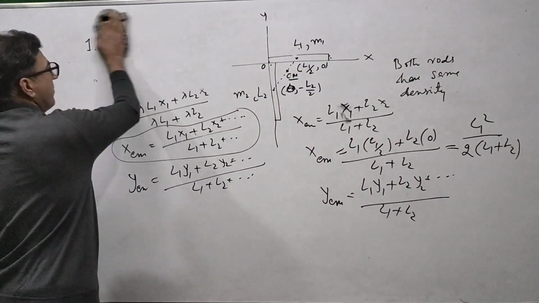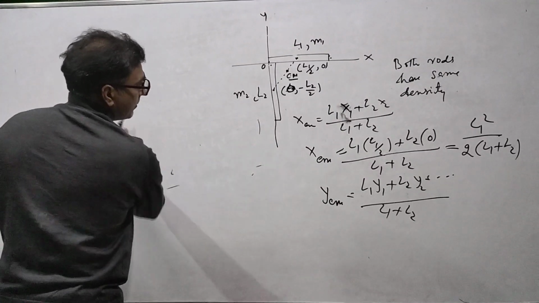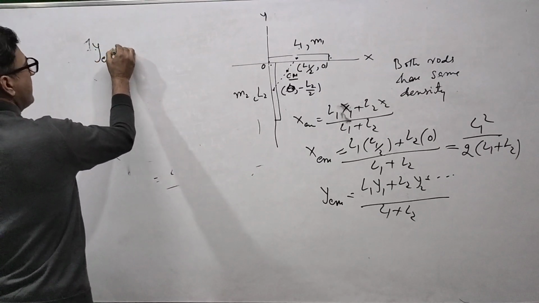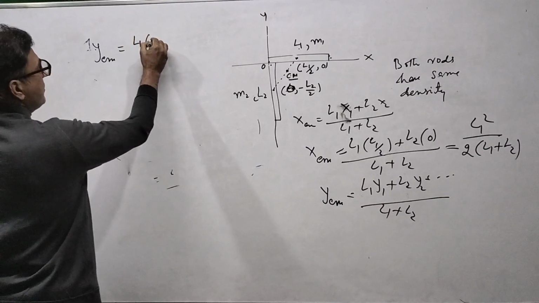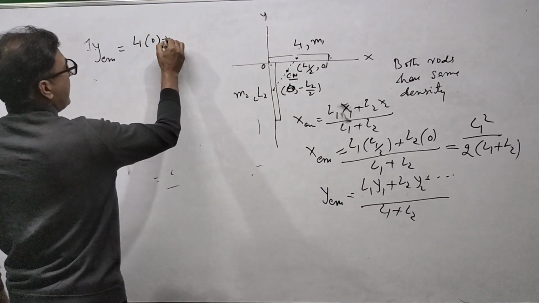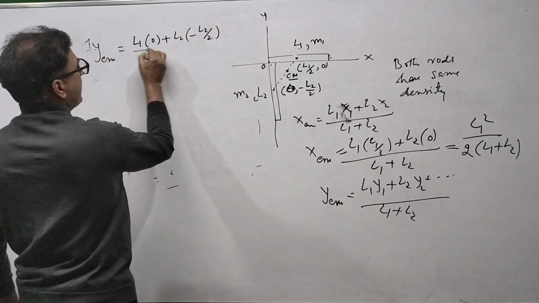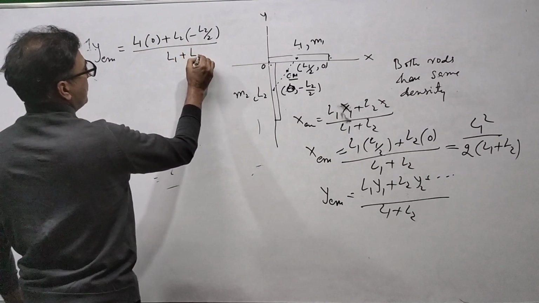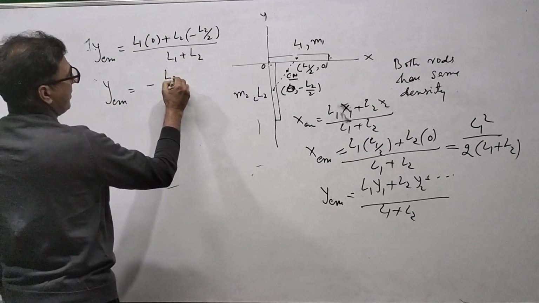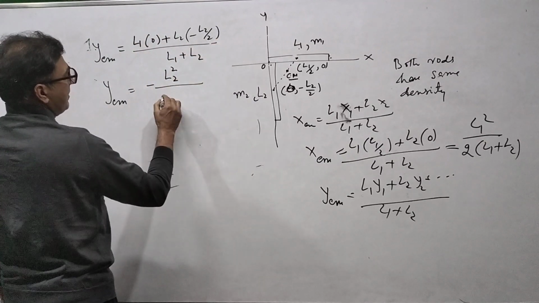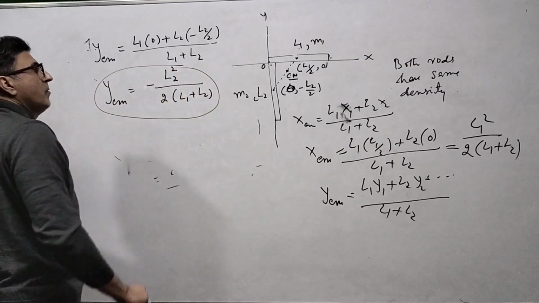So how will we write this? How will you find its center of mass? So YCM is equal to L1 times Y1, which is 0 here, plus L2 times Y2, which is minus L2 by 2, divided by L1 plus L2. So YCM equals 0 minus L2 square by 2, divided by L1 plus L2. This is the Y coordinate.